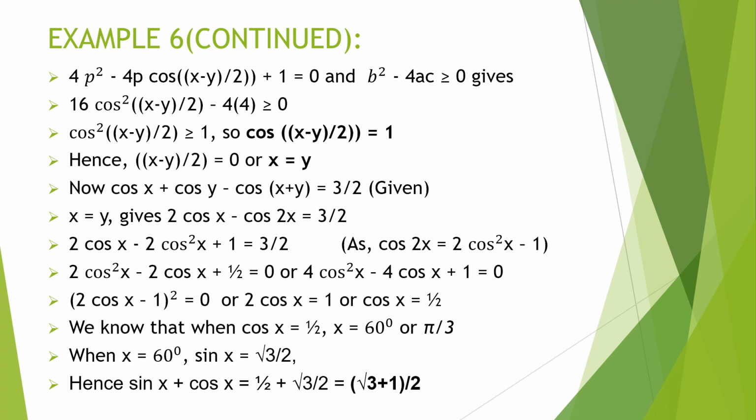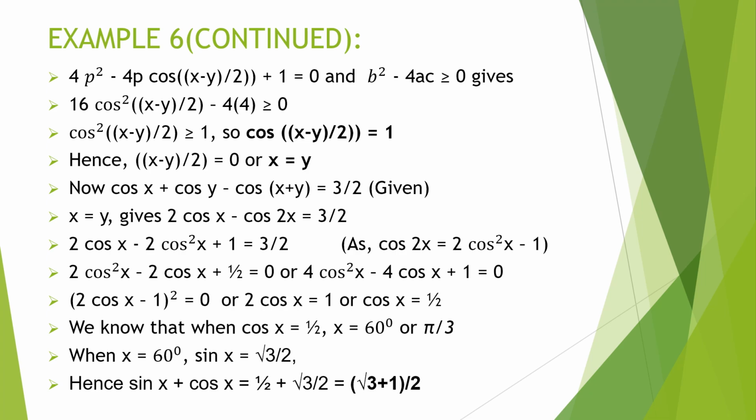When is cos 1? We know cos of 0 is 1. When the angle is 0, we have cos of 0 as 1. So (x−y)/2 should be equal to 0. Simplifying, what we get is x equal to y. So the first thing we have obtained is, in this case, x equal to y. Now what do we want to find? Sin x plus cos x.